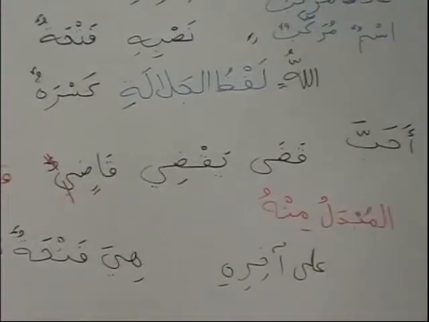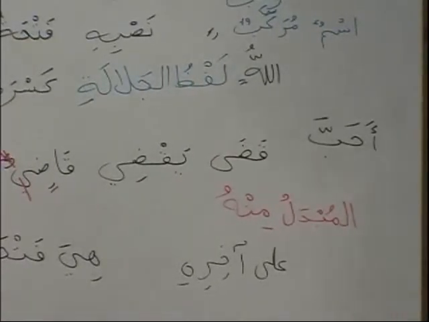Mubdal minhu. See from where you get your badal. Are you with me, brothers and sisters? From where you get the substitute is derived from this source, you can say. Mubdal. Can you figure out what kind of a noun is this? Mu came. Brother, remember mu came. Ism maf'ul. Fine. Now, Sister Sukhaina, tell me the verb.